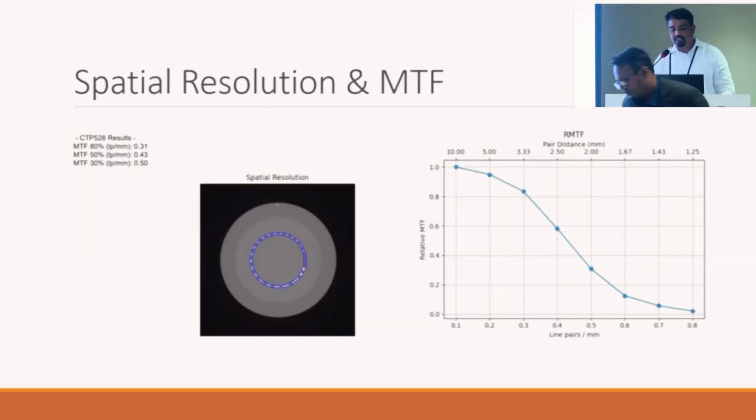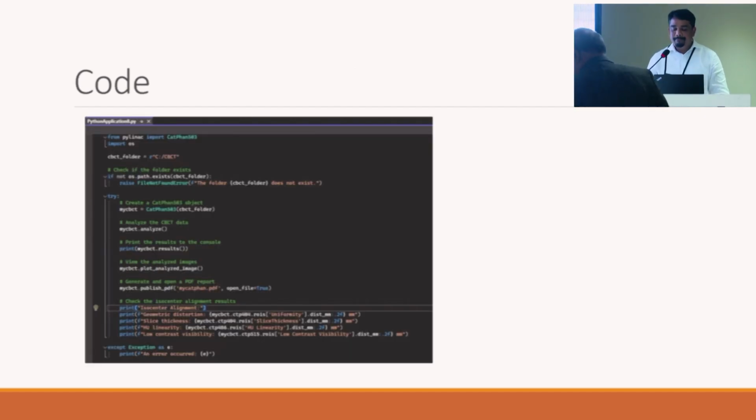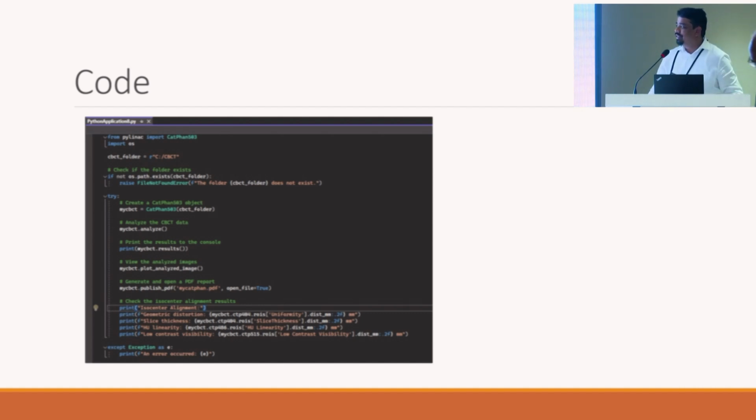And this is the spatial resolution and the modulation transfer function, which it calculates automatically. And how the code looks is just 3 or 4 lines. Probably the display is not that great. Okay, I will just explain.